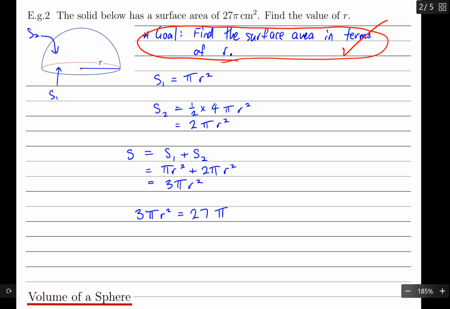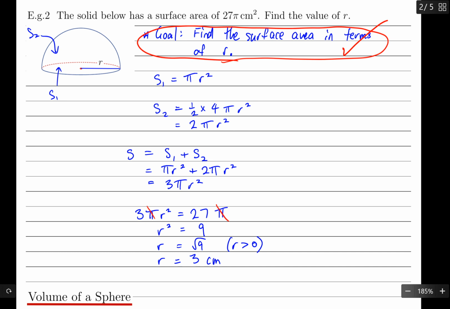So I'm going to divide both sides by pi. Pi will cancel. If I divide both sides by 3, I'm going to get r squared equals 9. And because I know that r is a positive number, r is a length, we're going to take the positive square root, since r must be positive, and that means that r is going to equal 3 centimeters.